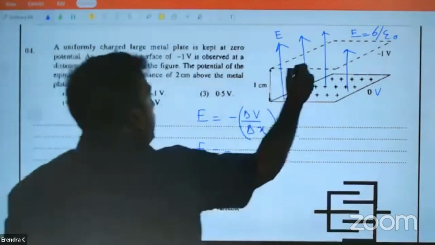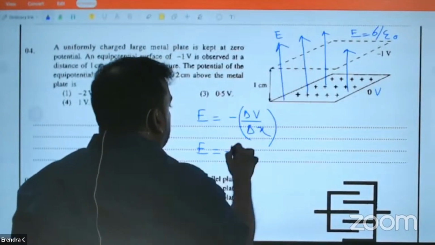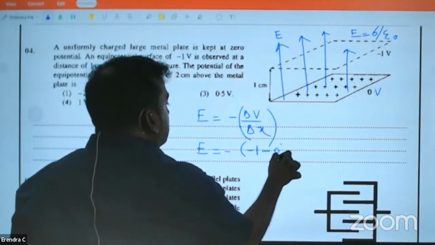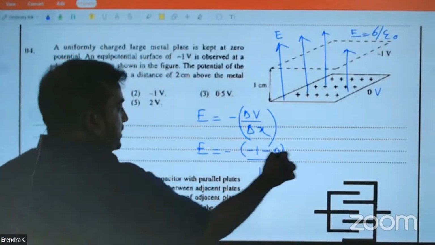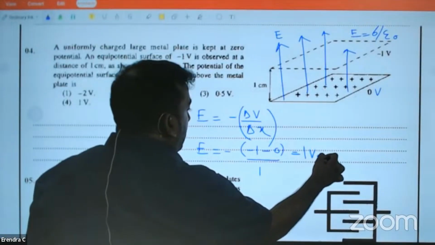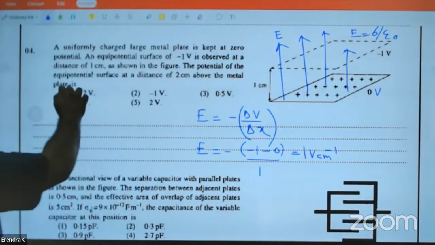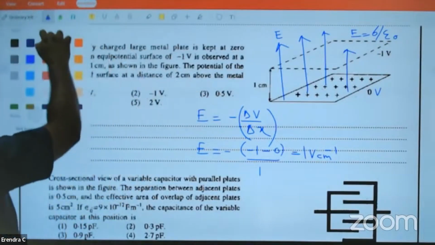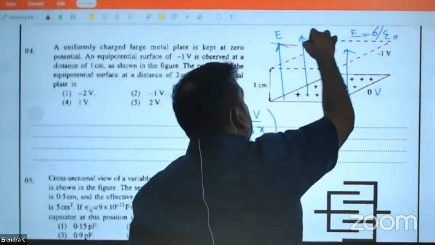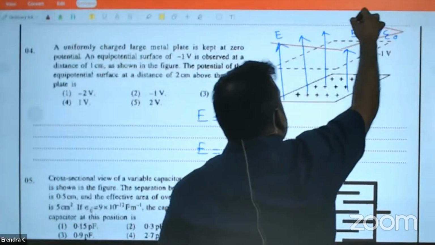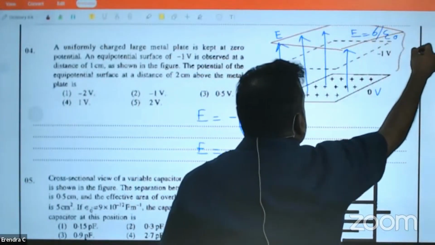What do you mean by negative potential gradient? Final minus initial. Field lines are going final minus initial. So -1 minus 0 divided by 1 centimeter. To simplify this, minus minus plus, 1 volt per centimeter. Right. What are they asking you? They are asking the equipotential surface 2 centimeters away. 2 centimeters away means what? Somewhere here.